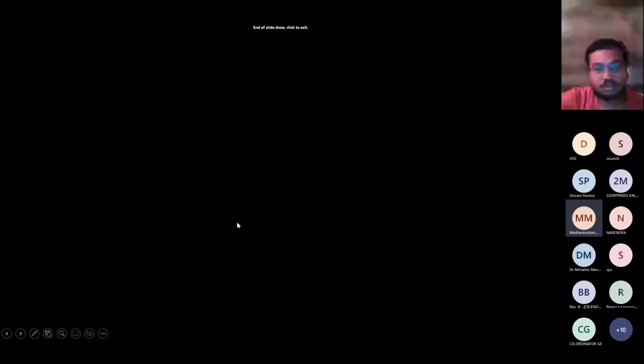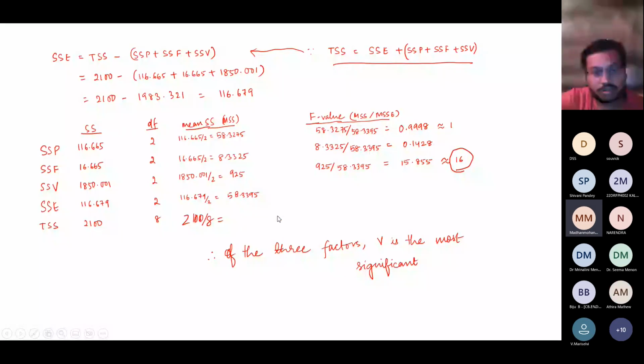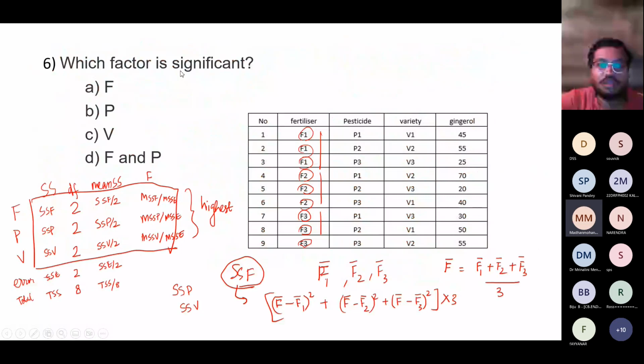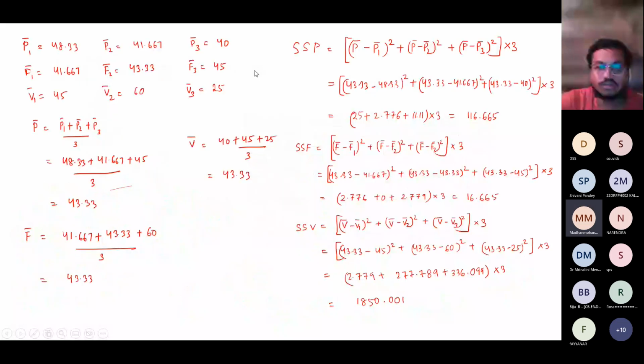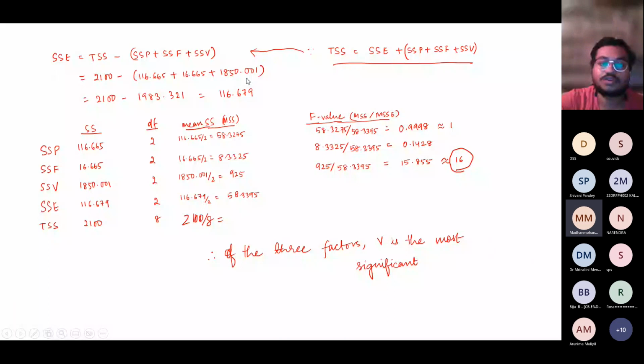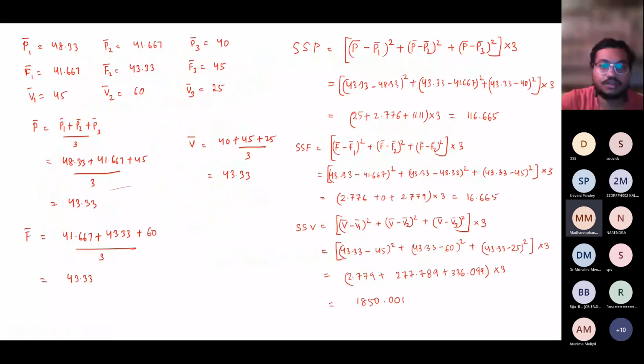Sir, this calculated F value need not be checked with the table F value, the final? Since in the question we are not asked for any confidence levels or anything, yeah. Okay, we just have to report which of these is the highest. Yeah, significant. Okay, thank you. So if the question was like, which of these factors is significant at 95% confidence level or something, then we would have looked at the table. Okay. Thank you, sir.